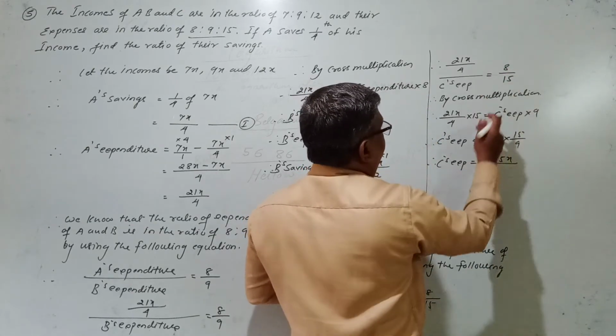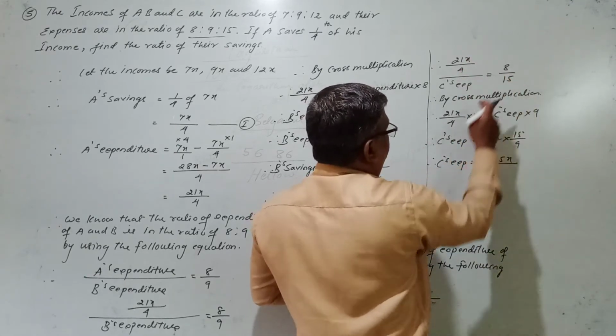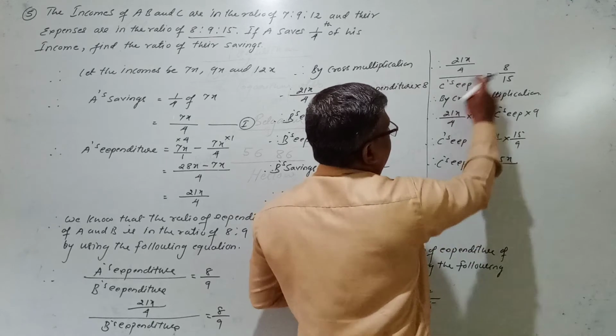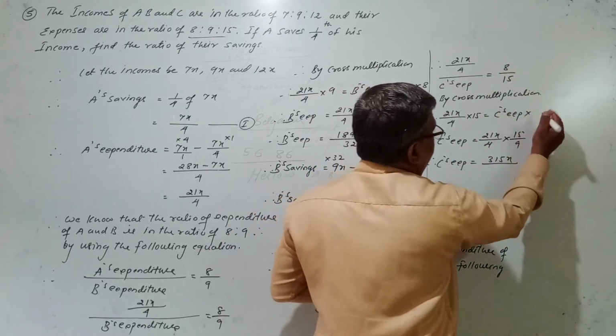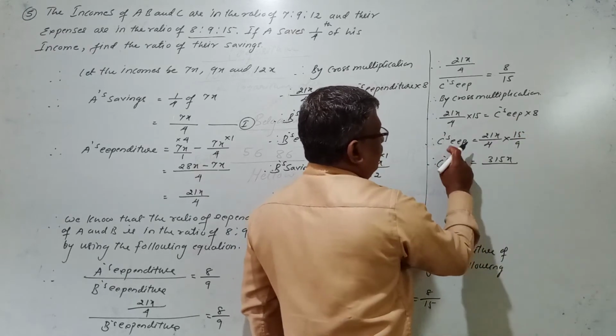So 8 divided by 15, do the cross multiplication, means 21x divided by 4 into 15, this is correct, is equal to C's expenditure. Here you have to multiply by 8. So multiply by 8 here. Now you bring C's expenditure out.